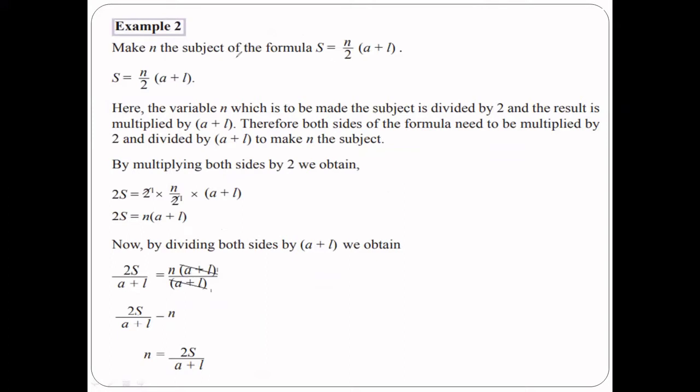Make n the subject of the formula. You have to make n the subject. What is the subject now? This is the formula. S equals n over 2 brackets a plus L. Now the subject is S. S plays the main role in this situation. Now you have to change the subject to n. Okay, n should be the subject.